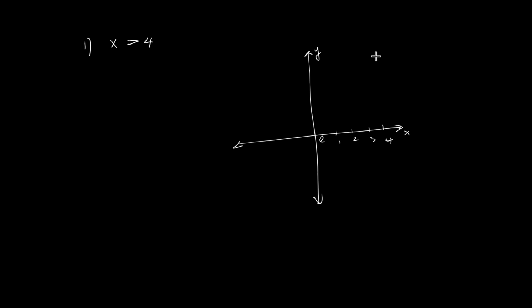When x equals a number, it forms a vertical line. So we draw a vertical line at x equals 4. Now, because it says greater than and not equal to, we draw a dashed line. Next, we decide where to shade. Greater than means we move toward larger x values, which is to the right, so we shade everything to the right of the line.